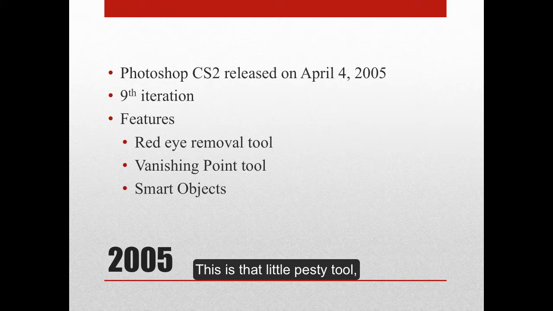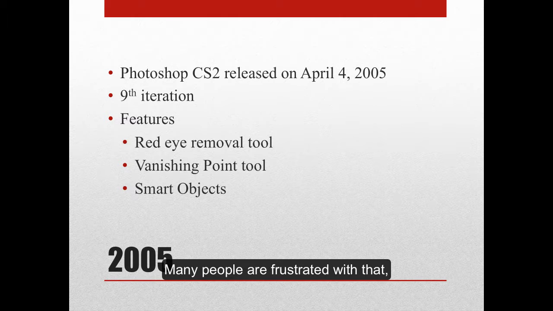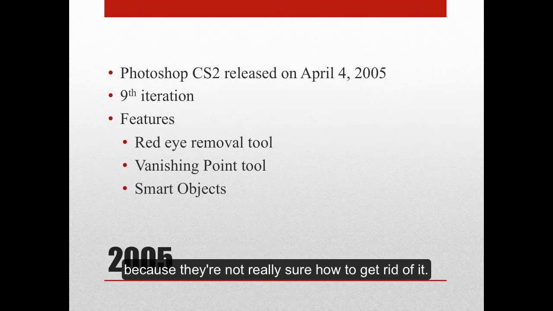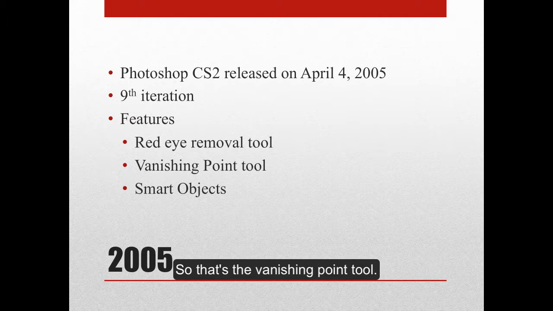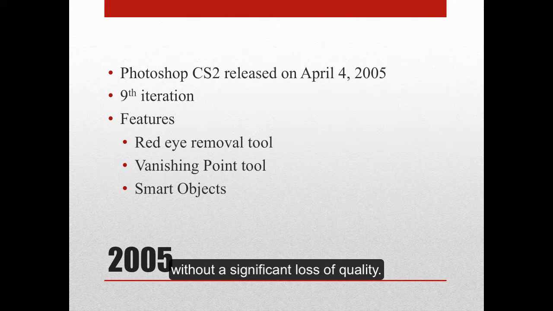This is that little pesky tool. If you accidentally click on it, you all of a sudden get a grid thrown in perspective. Many people are frustrated with that because they're not really sure how to get rid of it. So that's the vanishing point tool. And then also smart objects were introduced, and this feature allows the user to scale a layer up without a significant loss of quality. So some significant advances with CS2.